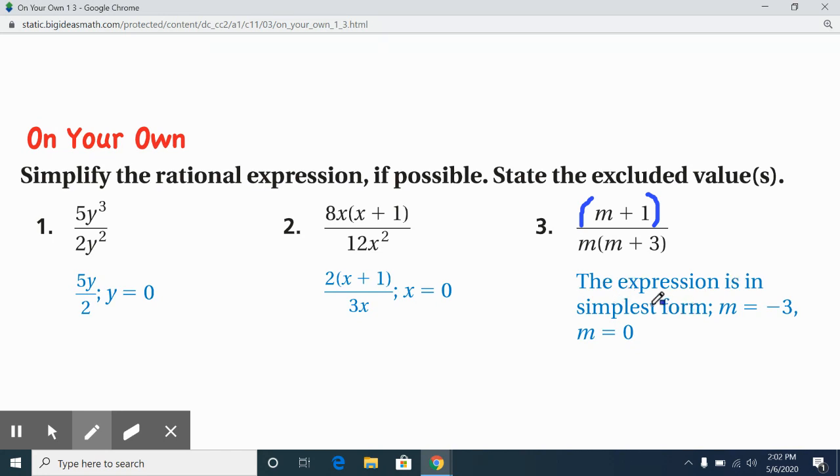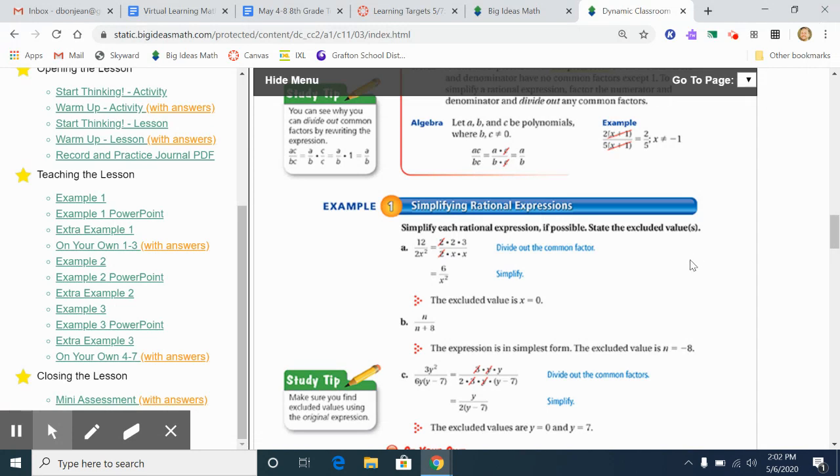Now the excluded values, what would make this m equal 0? 0 would. And what would make this expression with an m equal 0? -3 would, okay? All right, so that's it. We're just going to focus on, again, simplifying expressions that are already factored.